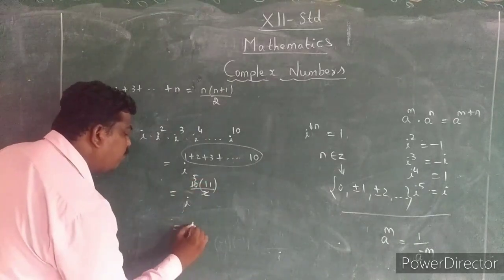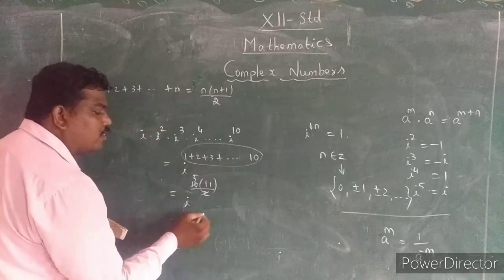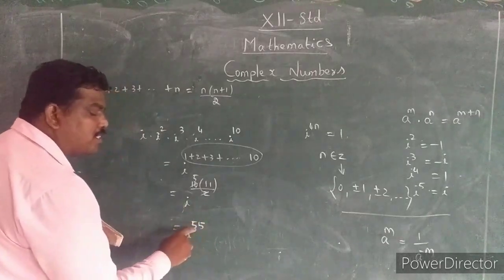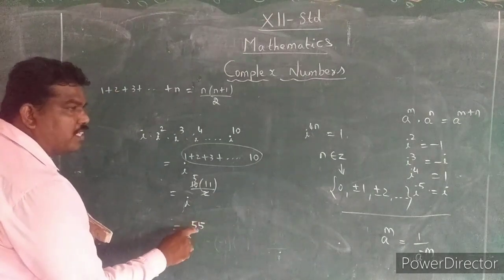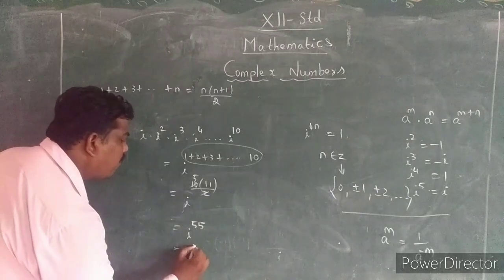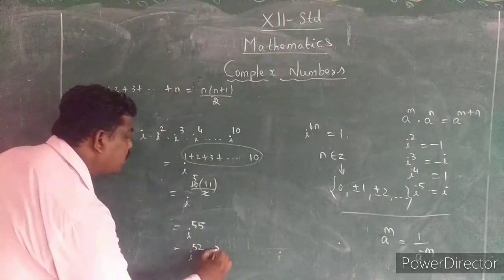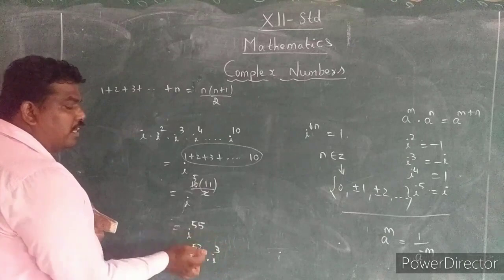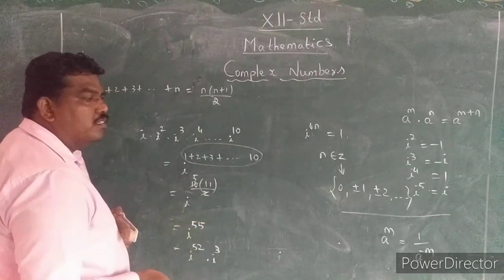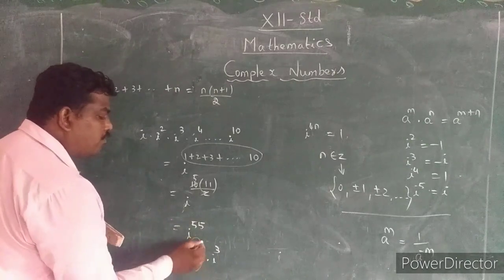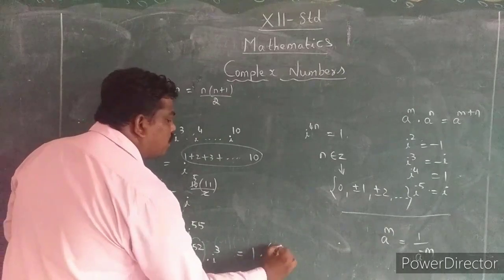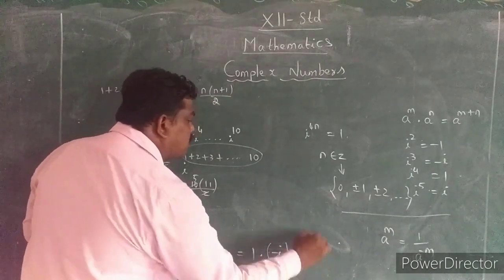So i power 55. Again you have to split the power as a multiple of 4. 4 ones are 4, balance 1; 4 thirteens are 52, balance 3. So this is i power 52 into i cube. In this way you can split it as a multiple of 4, and what about the remainder? Now this is a multiple of 4, so the answer is nothing but 1, and you know the value of i cube. i cube is nothing but minus i. So simply the answer is minus i.